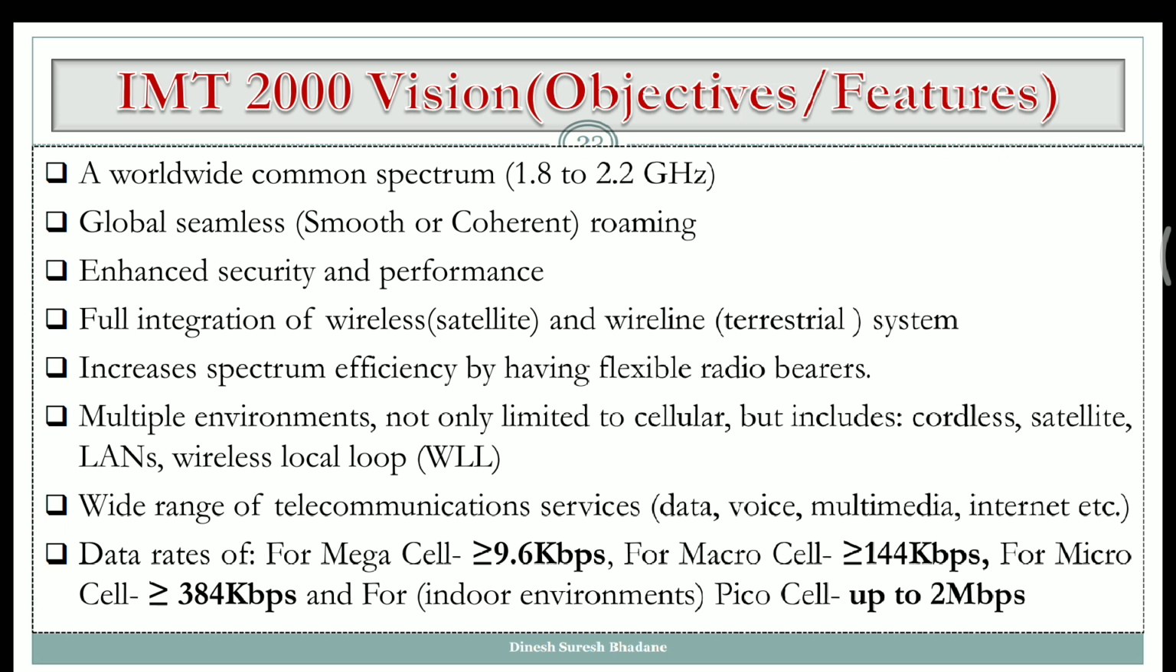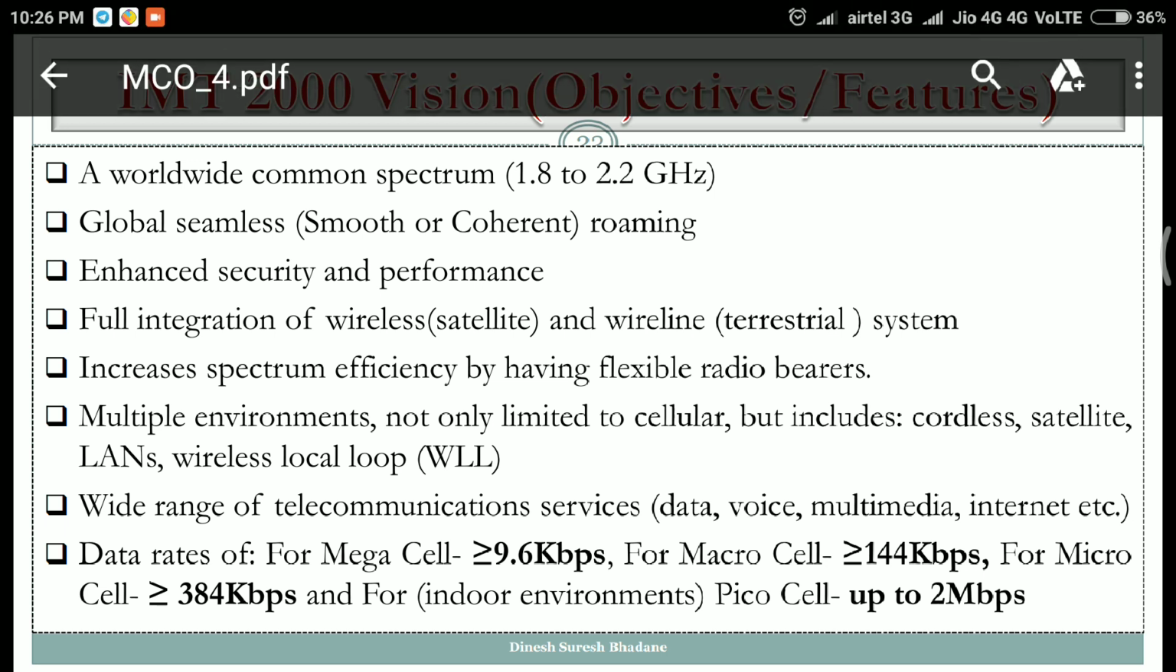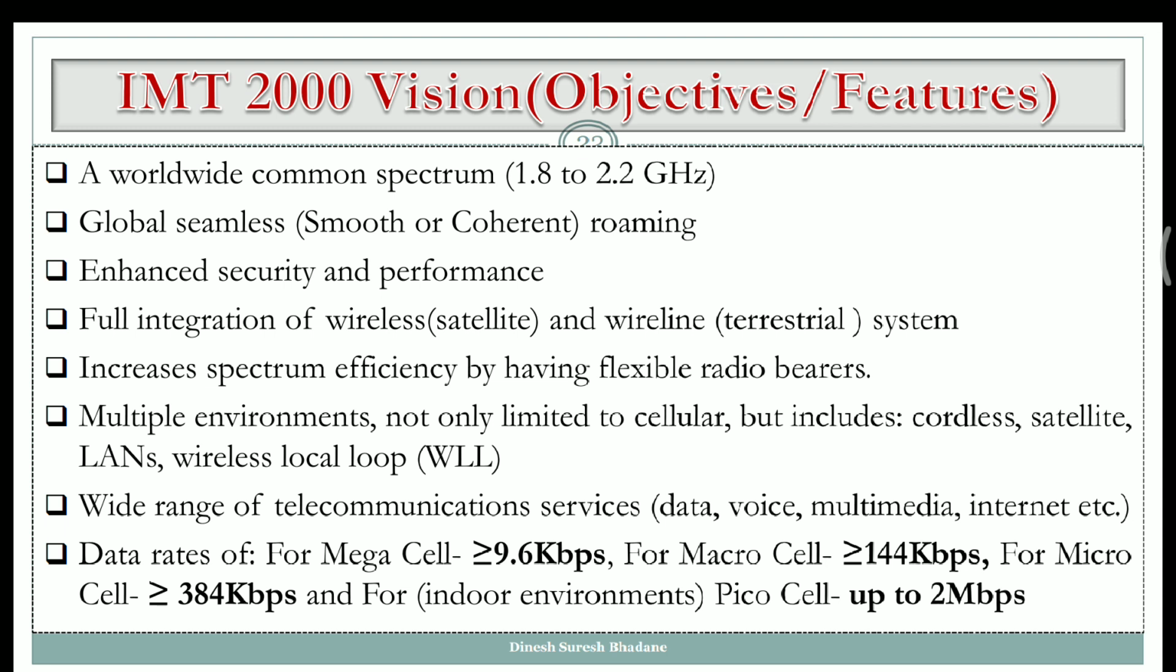A wide range of telecommunication services, that is data, voice, multimedia, internet, etc., is possible with this, and data rates for the mega cell are greater than or equal to 9.6 kbps, for macro cell greater than or equal to 144 kbps, for micro cell greater than or equal to 384 kbps, and for indoor environments, pico cell, up to 2 mbps. So the maximum data rate available and possible with this IMT 2000 project is 2 mbps.